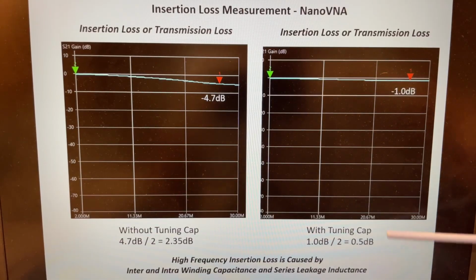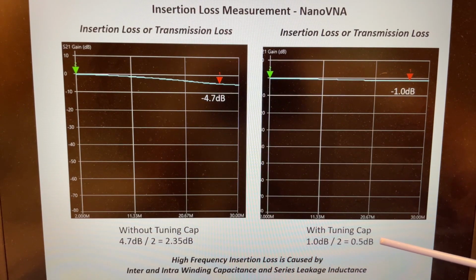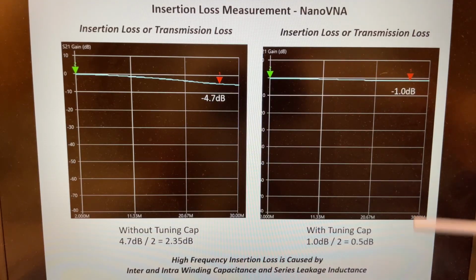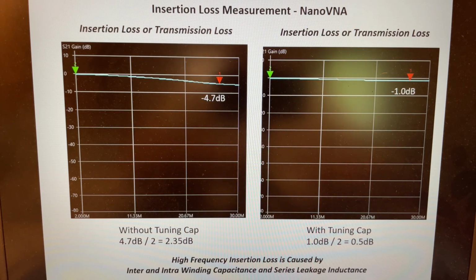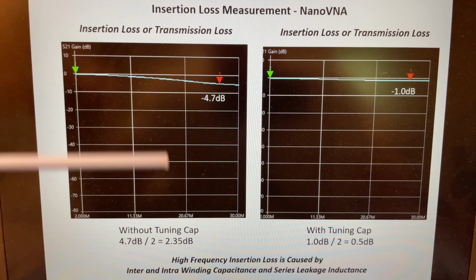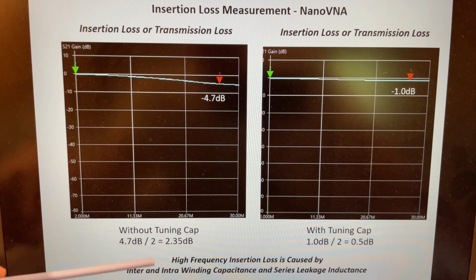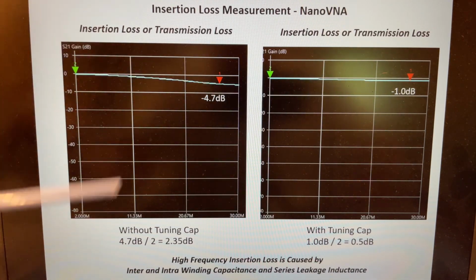And here, same thing, but this time we add the tuning capacitor, and we see if we divide by 2, it's only half a dB, which is excellent performance, minimum amount of insertion loss through the transformer. And this is exactly what you're looking for. This is what you're trying to achieve, to minimize the insertion loss, which is going to maximize the power transfer. And again, you can see it rolls off on the high end, right?